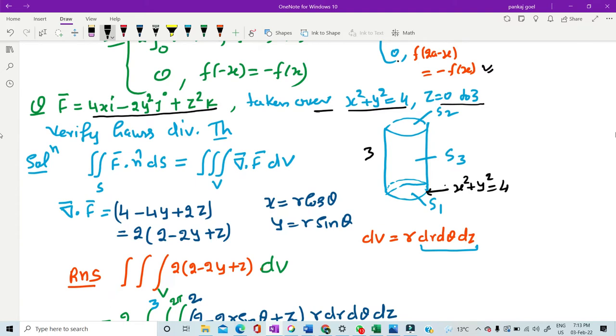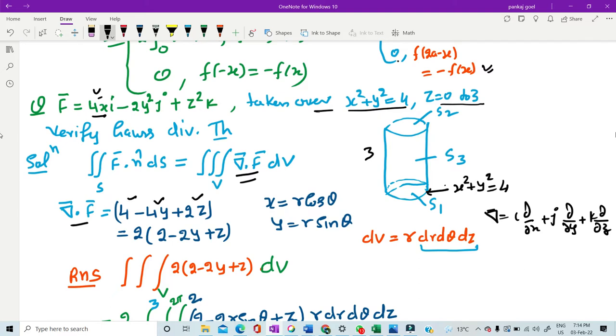For taking the right hand side, first find the divergence, del dot f. What is del dot f? What is del? Del is i del by del x plus j del by del y plus k del by del z. That means we will differentiate the i component with respect to x. So if we differentiate 4x with respect to x, we get 4, like this minus 4y plus 2z. This is del dot f. Taking 2 common, we will get this one, right?